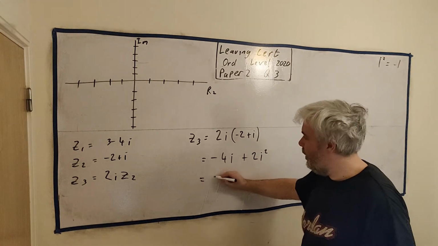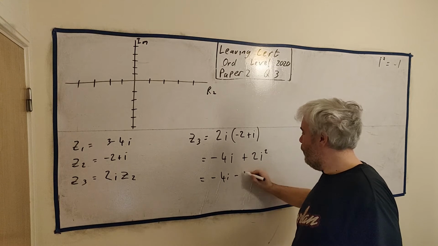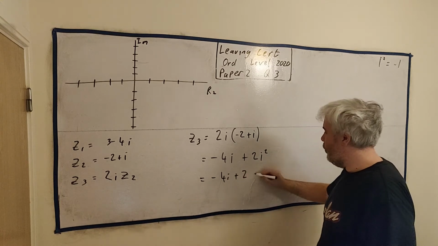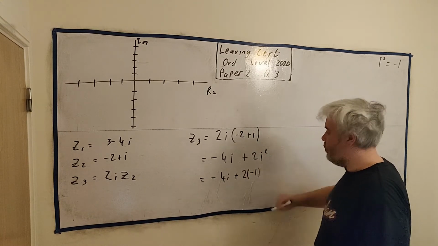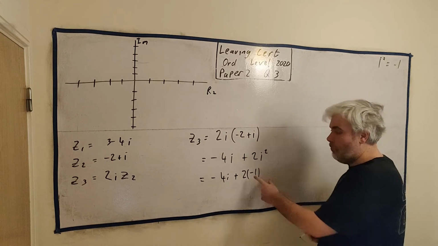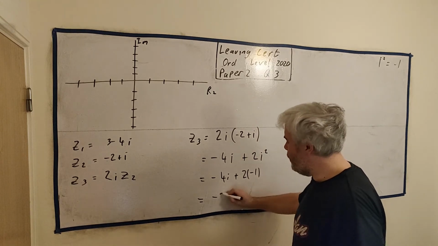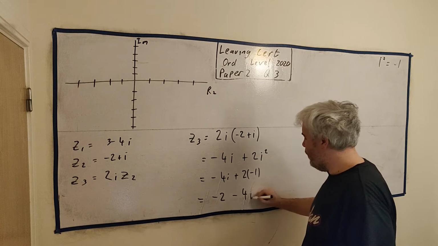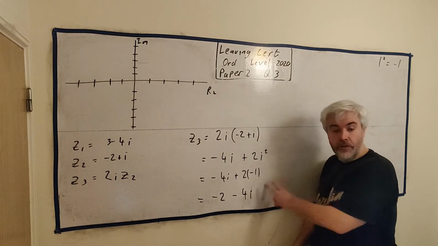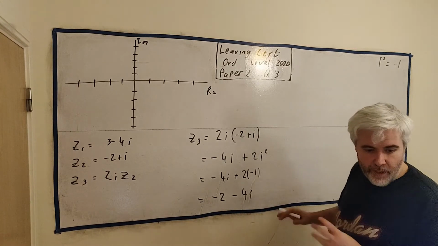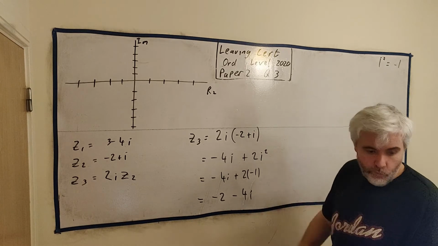So let's write it again. Minus 4i plus 2 multiplied by minus 1. Plus 2 by minus 1 is minus 2. So that's minus 2 minus 4i. That's how they wanted us to write that. That's part A, part 1.